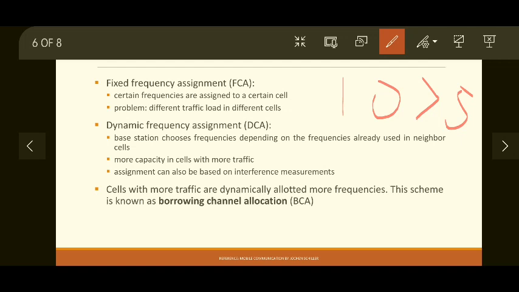In this case, the base station uses frequencies depending on what is already used in the neighboring cell. Whichever frequency is used in the neighboring cell will be avoided to prevent interference, and a dynamic value of a frequency will be chosen for communication without interference. Obviously, this dynamic allotment will be from the available set of frequencies only. Because of this dynamic channel allocation, more capacity is provided in the cells.